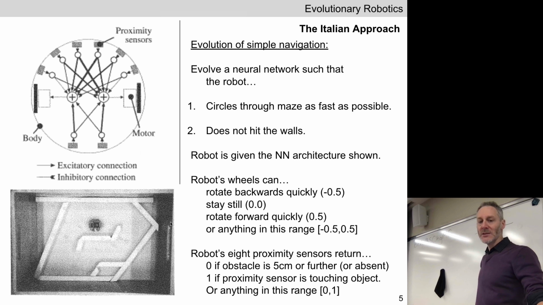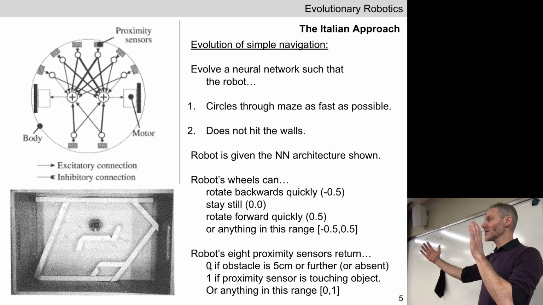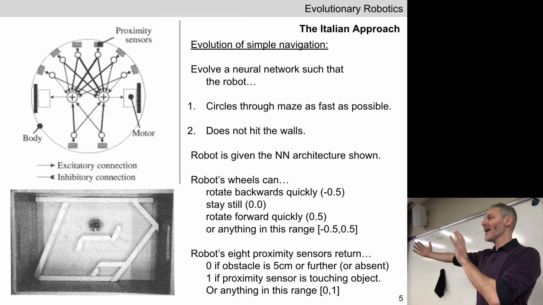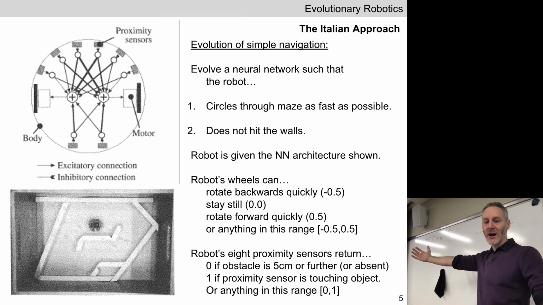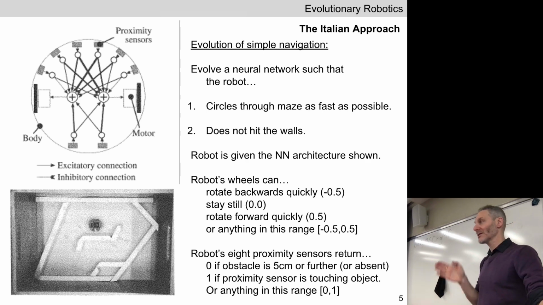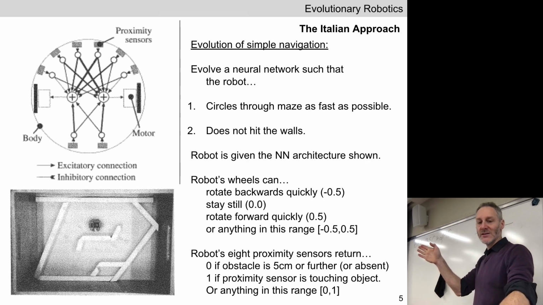The proximity sensors will report very low values if they see nothing in front of them or something far off, and each proximity sensor starts to fire more strongly as it approaches some object that it is facing.